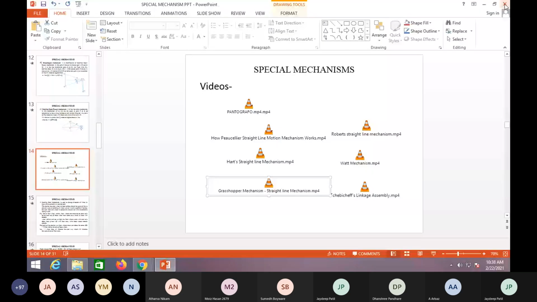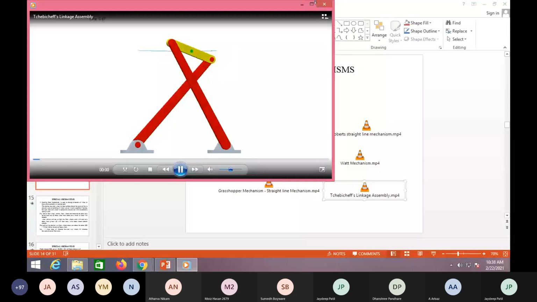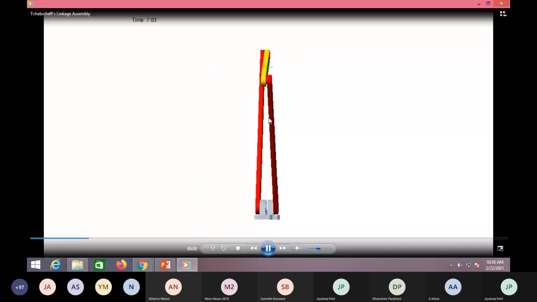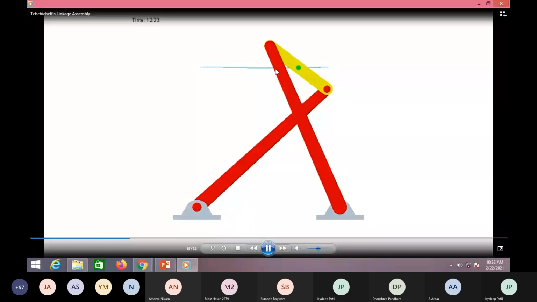Now see the Tchebycheff mechanism. Again, it is an approximate straight line generating mechanism. Now in that mechanism, there are 4 links. Here the link is fixed. Red color links are the 2 links of equal length, and yellow color is 1 link. Now at the center or midpoint of the yellow link, the point traces an approximate straight line.